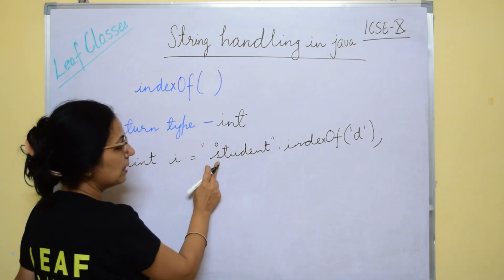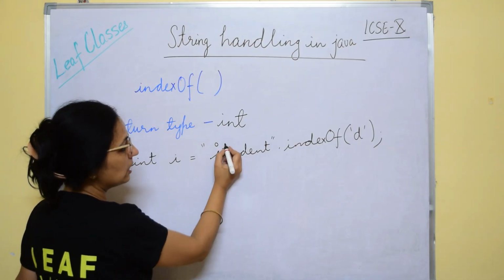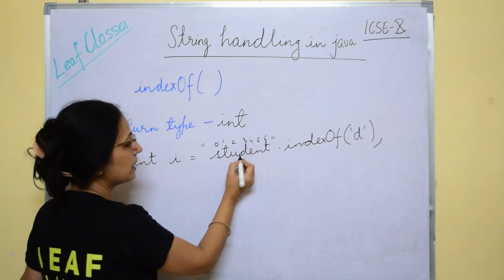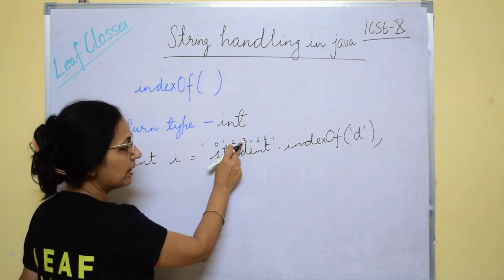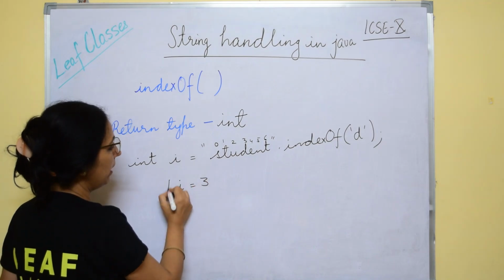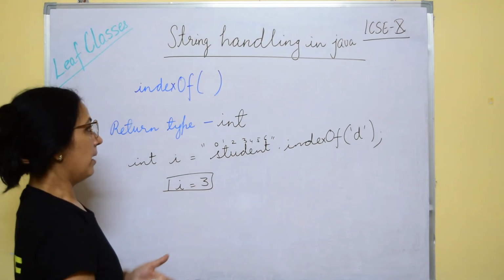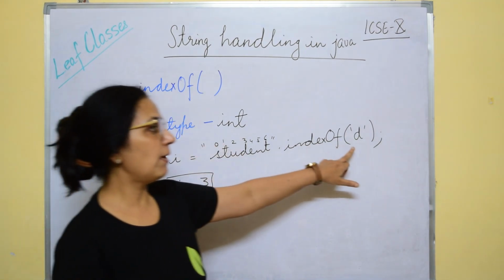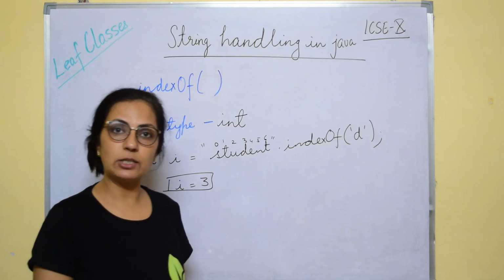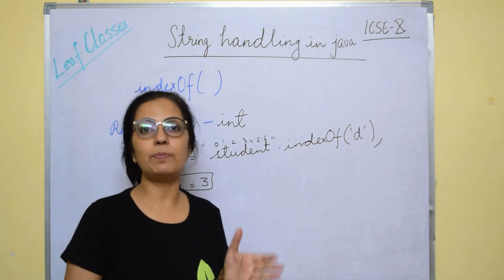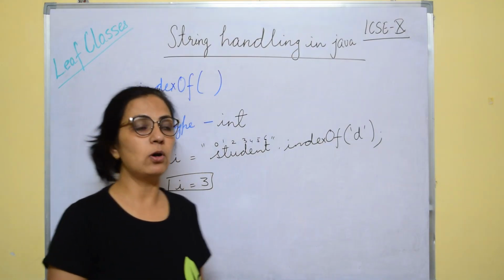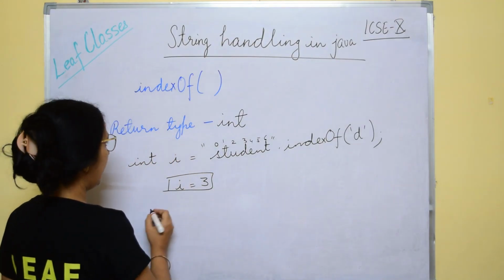The first character is stored at the 0th index, then 1, 2, 3, 4, 5, 6. So d has the index number 3, and the value of i will be 3. That is the index of the given character. One more indexOf function can be used where you can specify the starting index number from where you want to find the index value.